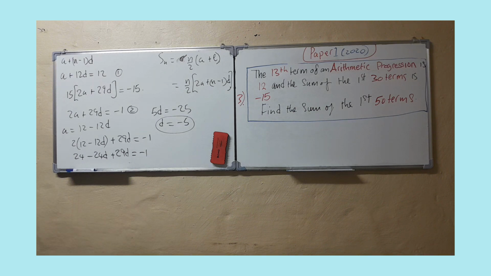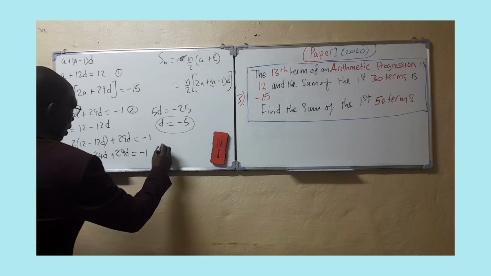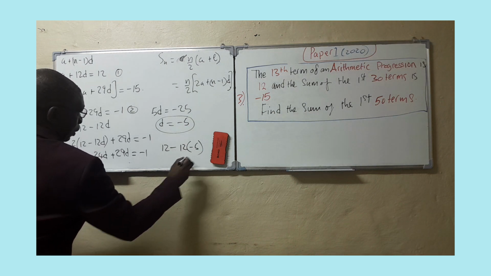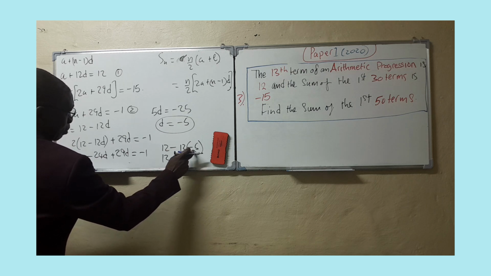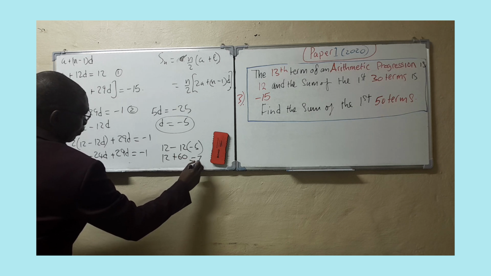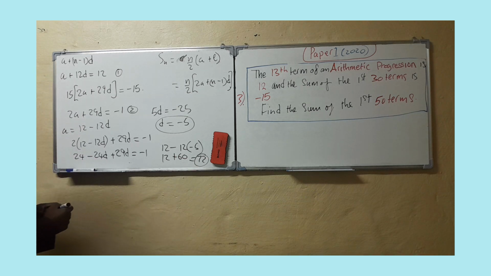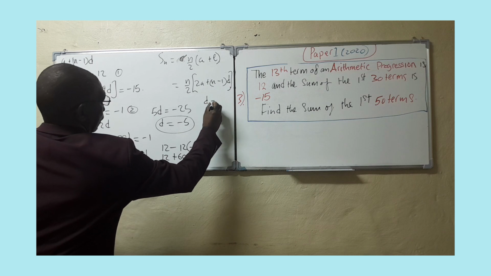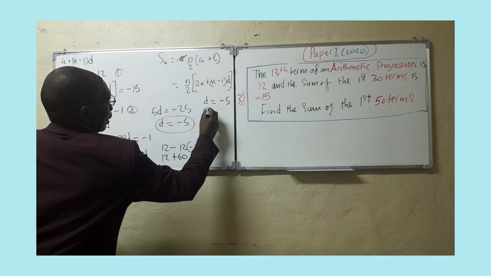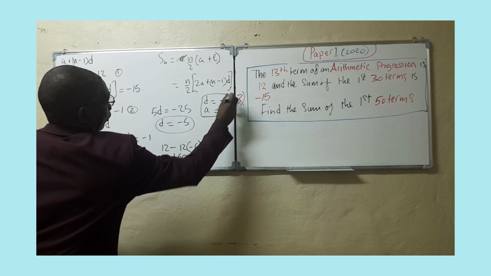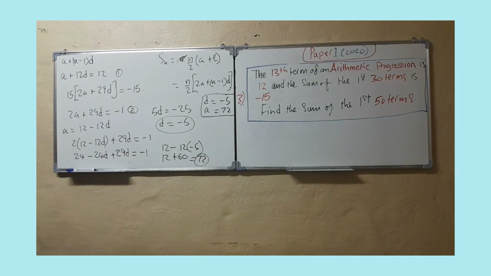What about our a? Our a is equal to 12 minus 12 times minus 5, which is equal to 12 minus minus 60, which is plus 60, and that gives us 72. So a is equal to 72, and d is equal to minus 5. So let's just put it here in a little corner there. So d is equal to minus 5, a is equal to 72. Okay, 72. Let's keep that there.